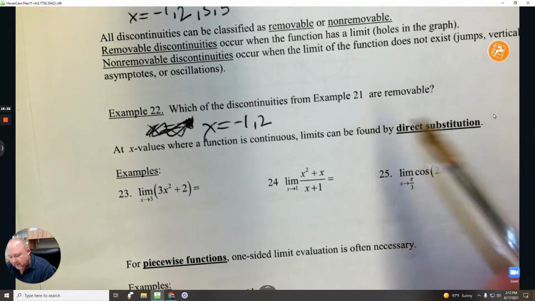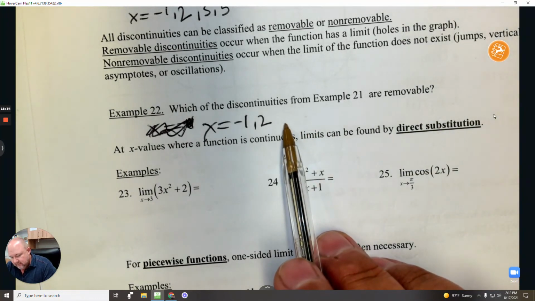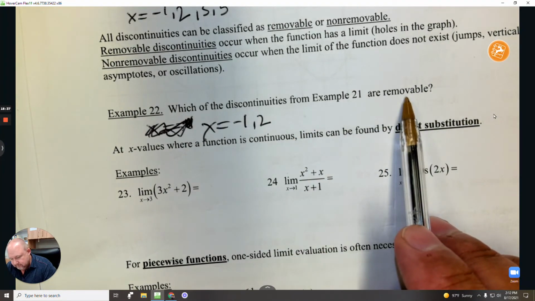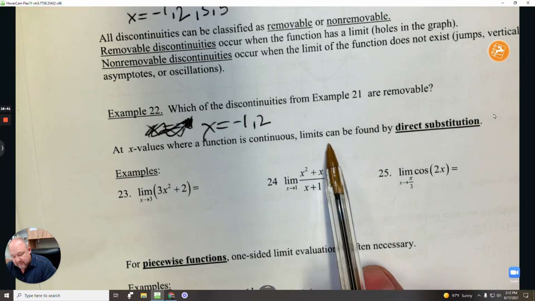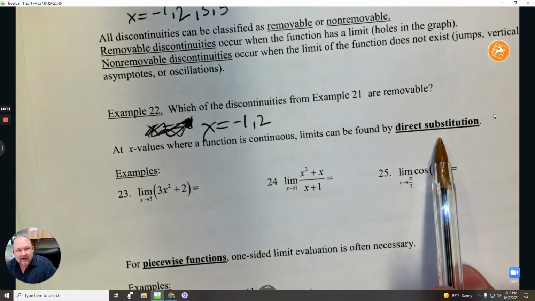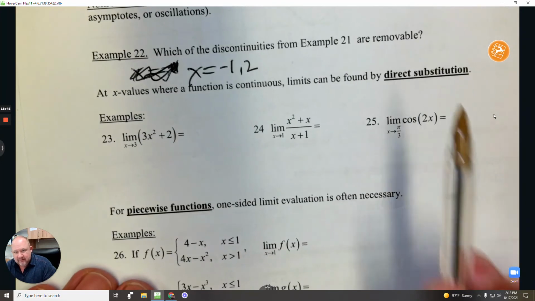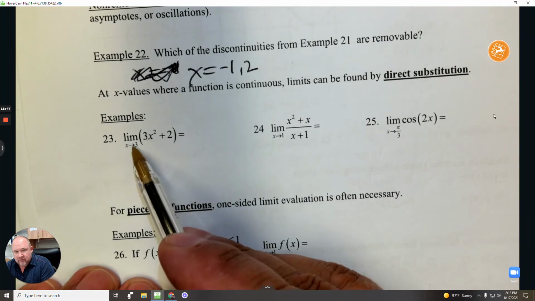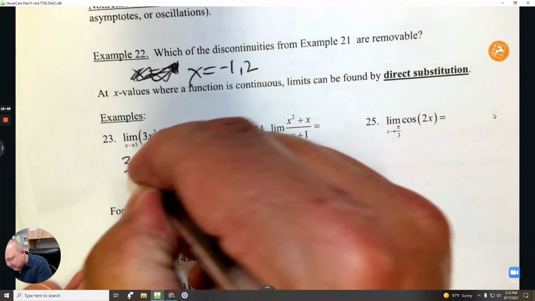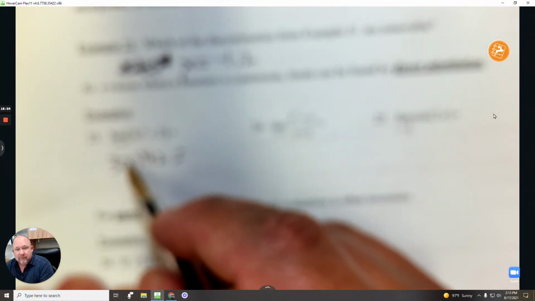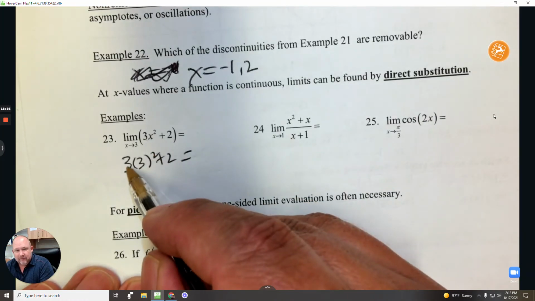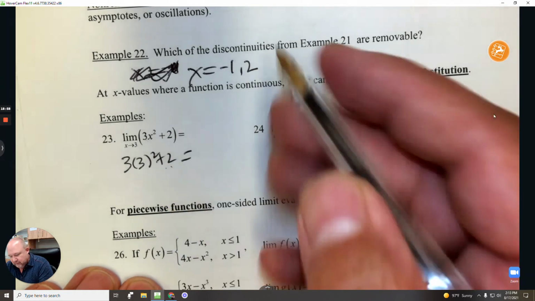So which of the following discontinuities are removable? At x values where a function is continuous, limits can be found just by direct substitution. So this is a continuous function, so you can just plug 3 in and get your answer. That would be, make sure you do order of operations. That's 9 times 3, that's 27 plus 2.